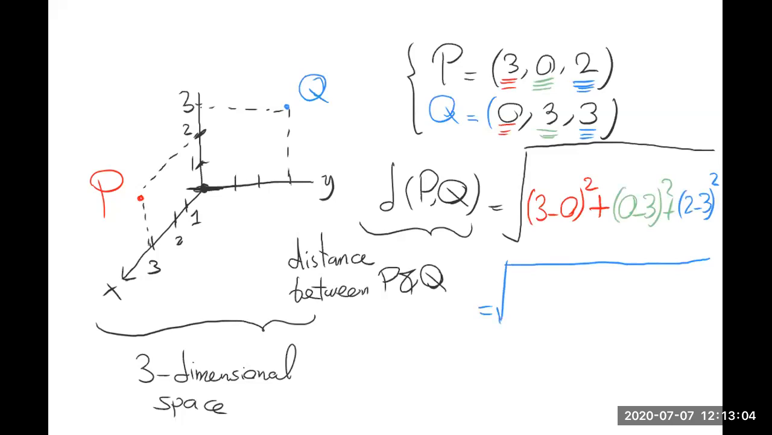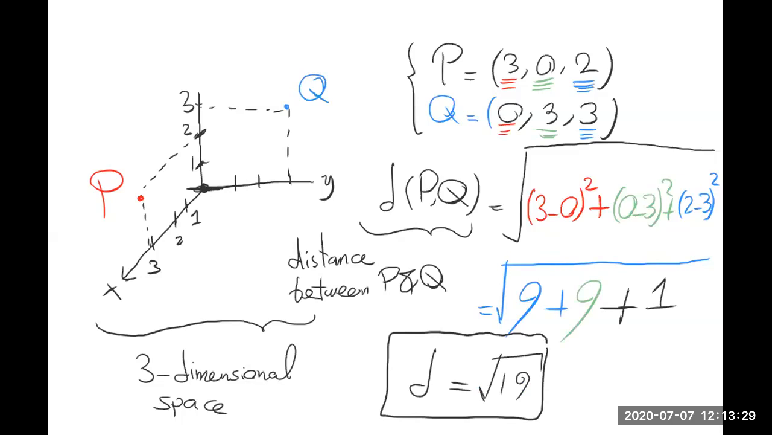So 3 minus 0 is 3, 3 squared is 9, plus 0 minus 3 is -3, but when you square it, it's always going to be a positive number. So it's going to be 9 again. And finally, 2 minus 3 is -1, -1 squared is +1. So the sum is going to be 19. So the distance is the square root of 19. So that's the way to compute the distance of 2 points in 3-dimensional space.